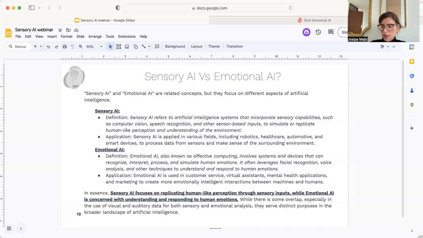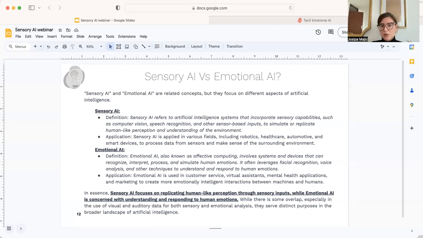And it's mostly used in fields like robotics, healthcare, automotive, smart devices, etc. And opposed to that is emotional AI, often dubbed affective computing, which involves devices and sensors that are recording, recognizing, and interpreting existing emotions from human subjects in order to help you understand how they respond to their environment and to different stimuli. And this is mostly used in market research, customer service, mental health, and marketing to help improve how machines communicate with humans.